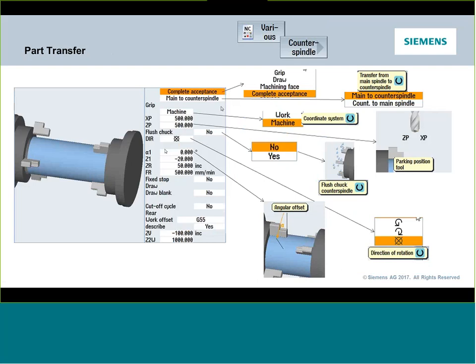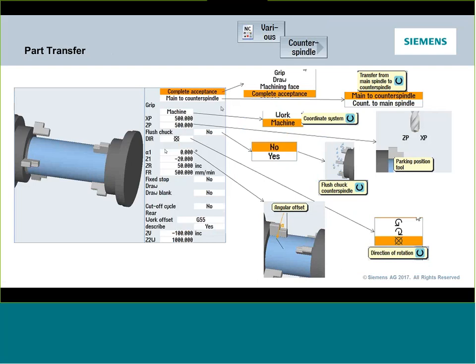So the first field that you get when you go into the Counter Spindle button is the Complete Acceptance, Machine Face, Draw, or Grip option. I typically will use the Complete Acceptance, and what that's saying is it's going to handle all of the steps of grabbing and transferring the part in one shot.